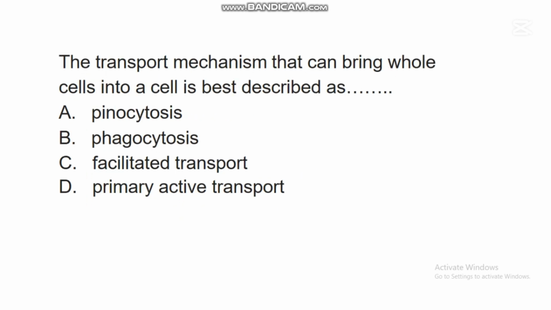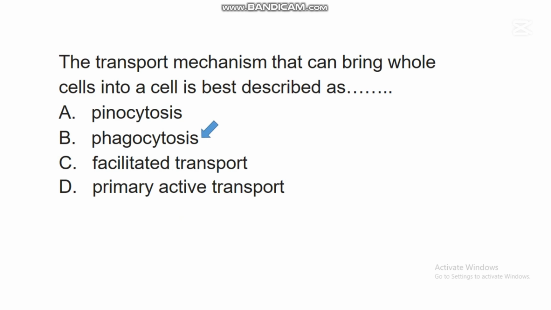The next question says, the transport mechanism that can bring whole cells into a cell is best described as dash. A. Pinocytosis. B. Phagocytosis. C. Facilitated transport. D. Primary active transport. In this question, the correct answer is B. Phagocytosis.